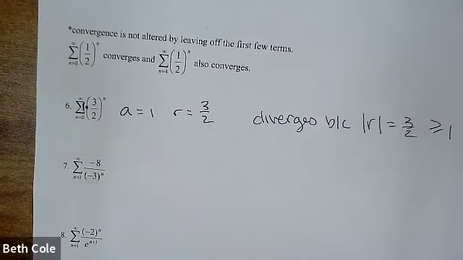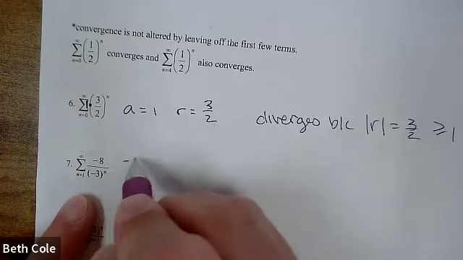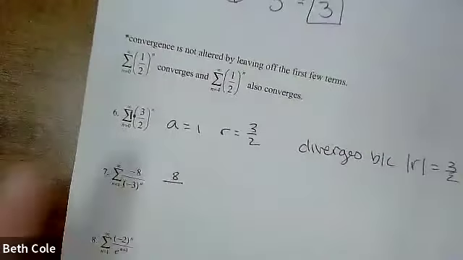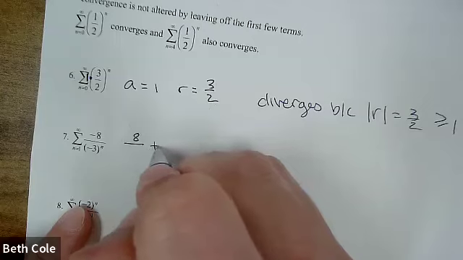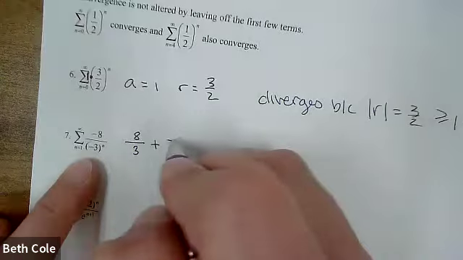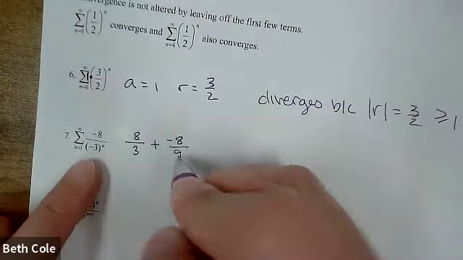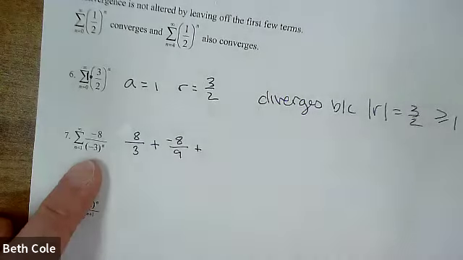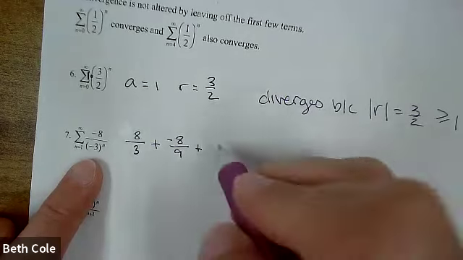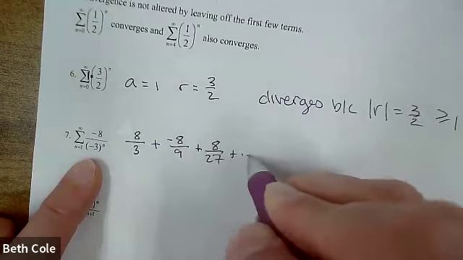All right, so I would generate a few terms. I like to do at least 3. If we plug in 1, we're going to get negative 8 over negative 3. Oh, that would just be positive 8 over 3. And now we're going to plug in 2. So that will be negative 8 over 9. And then if we plug in 3, negative 3 cubed would be negative 27. Negatives cancel, so 8 27ths.